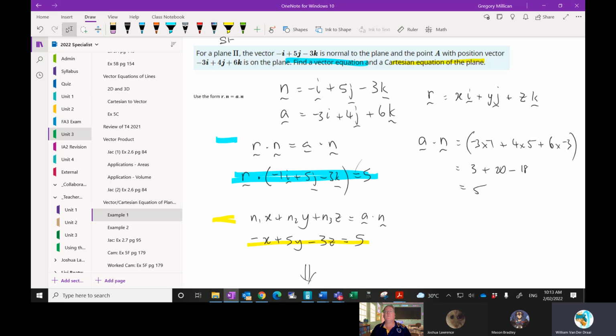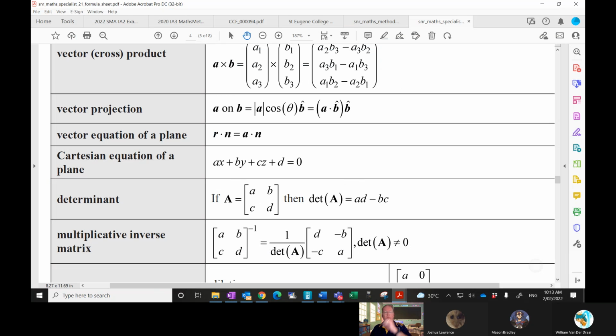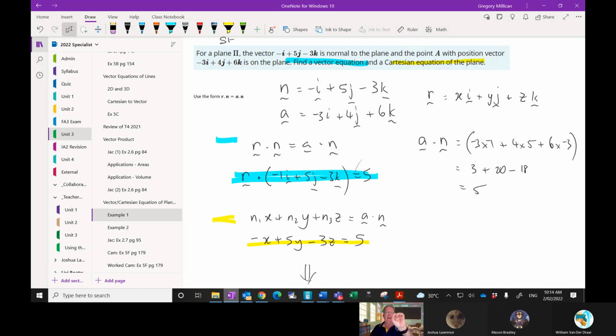Is it fine to leave it in the vector equation format with the R there? Yep, that's what you would do. The vector form would have the R there. If you look at the formula sheet again, you'll notice it's got R. So R is your position vector of any point on the plane. Because it's any point, it's not defined specifically, so there's no A, B, and C value, there's no coordinate. It's X, Y, and Z. So to find your vector form of your plane, you have to have the R as a vector.